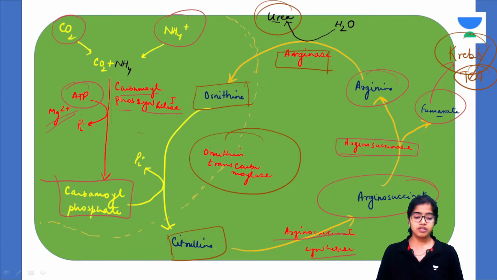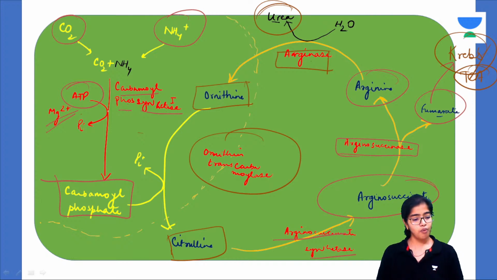In the cytosol, there will be 3 steps. Citrulline converting to arginosuccinate. What is the enzyme? Arginosuccinate synthetase, utilizing ATP. Arginosuccinate will then convert to arginine and fumarate using arginosuccinase. Arginine will then break down again to ornithine using arginase. And what is it going to produce? It is going to produce urea. Understood this or not? So this is how urea is produced.